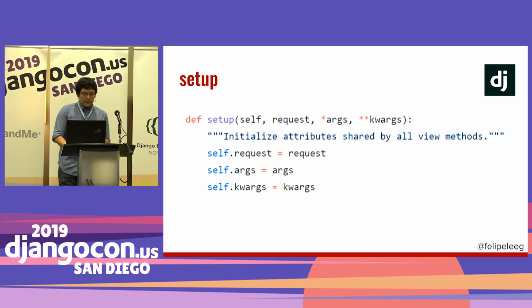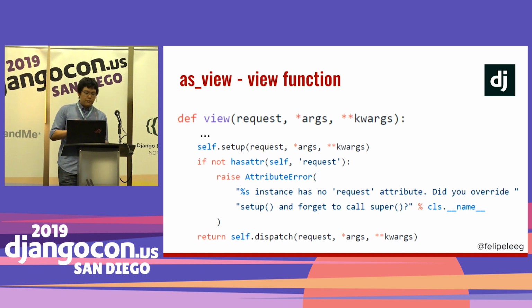All right, so back to our view function that we're defining within asView. So we called setup immediately after. We have a little validation to make sure that we did actually call super for setup if we overrode it, so we just check the request is there. And then at the end, what this view does is call dispatch with request, args, and kwargs and return what it gets back.